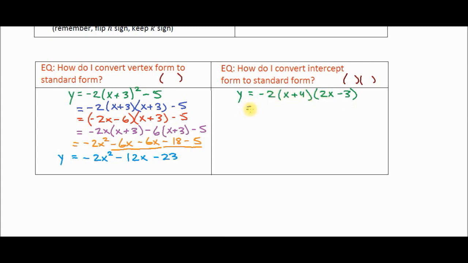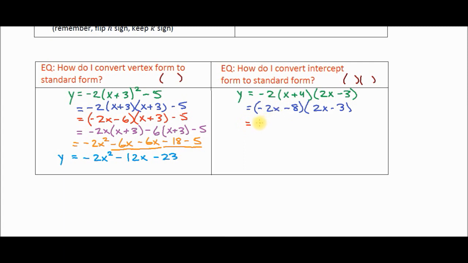The negative 2 is going to distribute into the x plus 4. Negative 2 times x is negative 2x. Negative 2 times positive 4 is negative 8. That puts a plus into our first binomial. Now we can just carry down our second binomial. And let's go ahead and start distributing, or continue distributing.